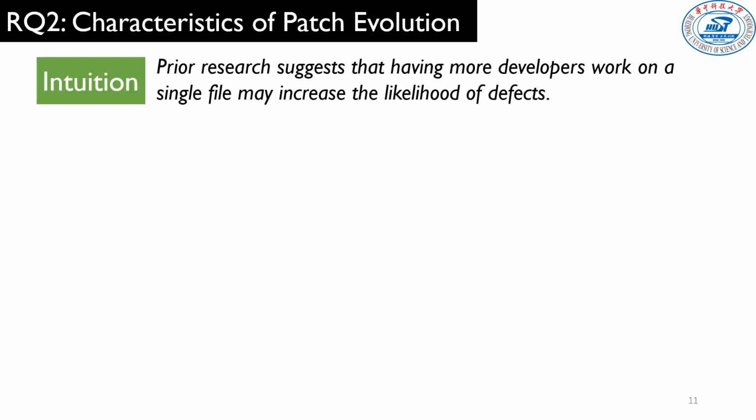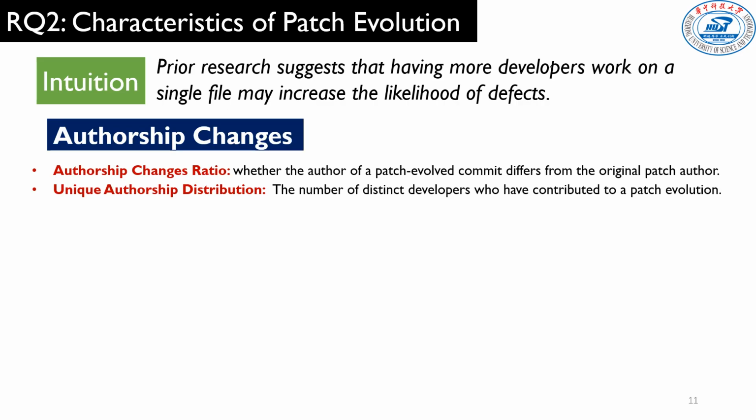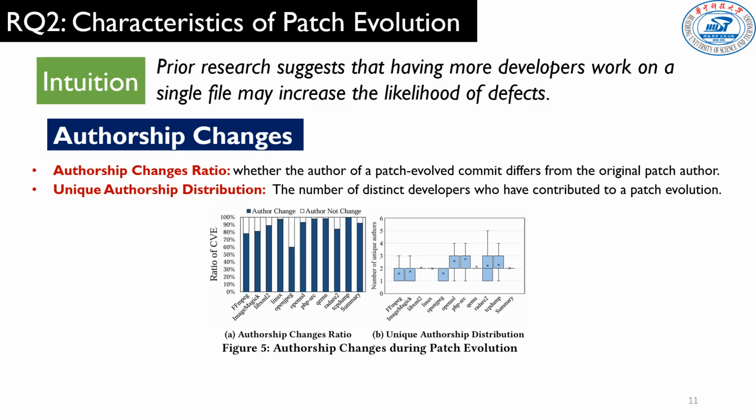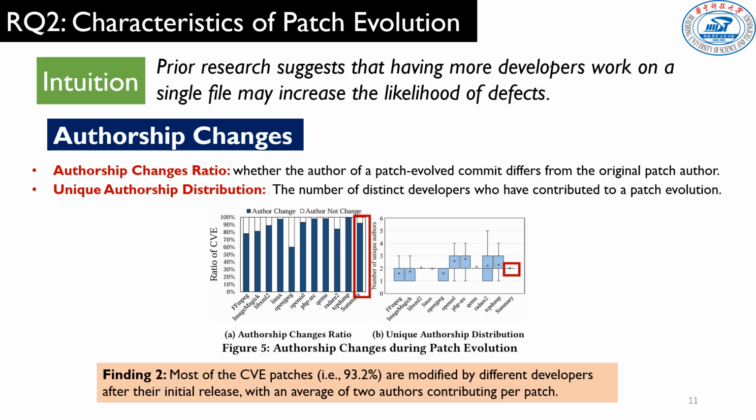We looked at authorship changes in patch evolution, as research suggests that more developers working on a single file can raise defect risks. We analyzed authorship changes ratio. It denotes whether the patch evolved commit author differs from the original. For unique authorship distribution, it denotes the number of distinct developers on a patch. Our findings show that 93.2% of CVE patches are modified by different developers after release, averaging 2 authors per patch. This indicates that patch evolution often involves multiple contributors, which may impact safety consistency.